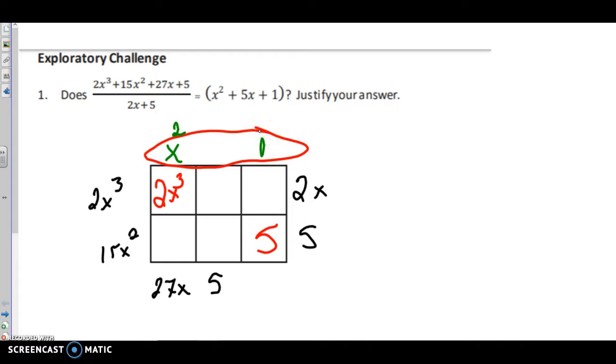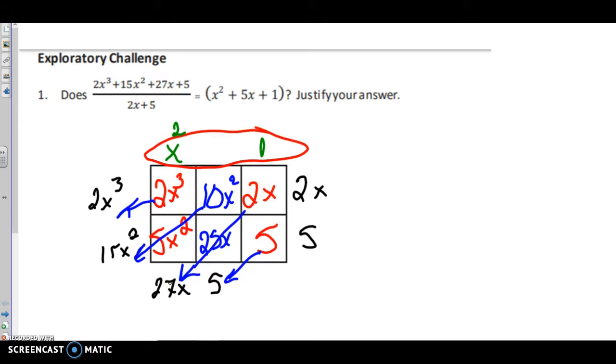So now I have some numbers I can fill in. I know 1 times 2x is 2x. And I know 5 times x squared is 5x squared. So that means I just need to know what my like terms are going to be. To get 15x squared, I need to add another 10x squared to the 5x squared. So I get the 15x squared. 2x cubed, the 5 we've already got. And to get the 27x, I know I need another 25x to get there.